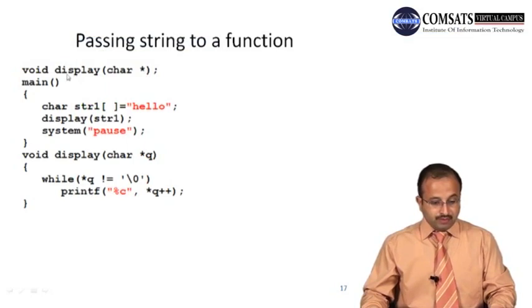Let's see this example program. Here we have a prototype of the function display, whose return type is void. The name of the function is display, and the type of the parameter is the character pointer. This is the main function.